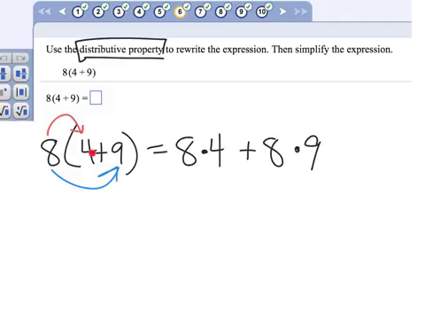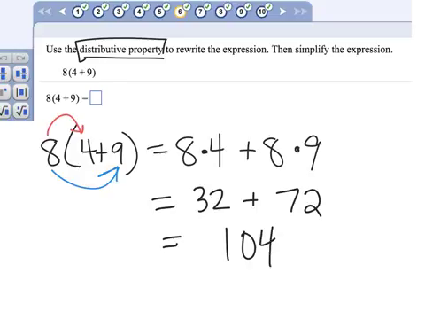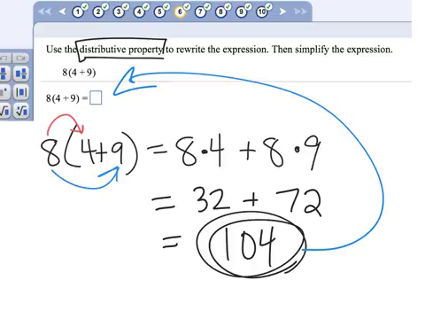So instead of adding them together first and then multiplying by 8, we're going to multiply by 8 in pieces. First we're going to do 8 times 4, then 8 times 9, and then we're going to add those two together. So 8 times 4 is 32, plus 8 times 9 is 72. And now we can add those two together, we get 104. So I believe they want us to put the 104 in our box right there. But the idea is the distributive property looks like this.